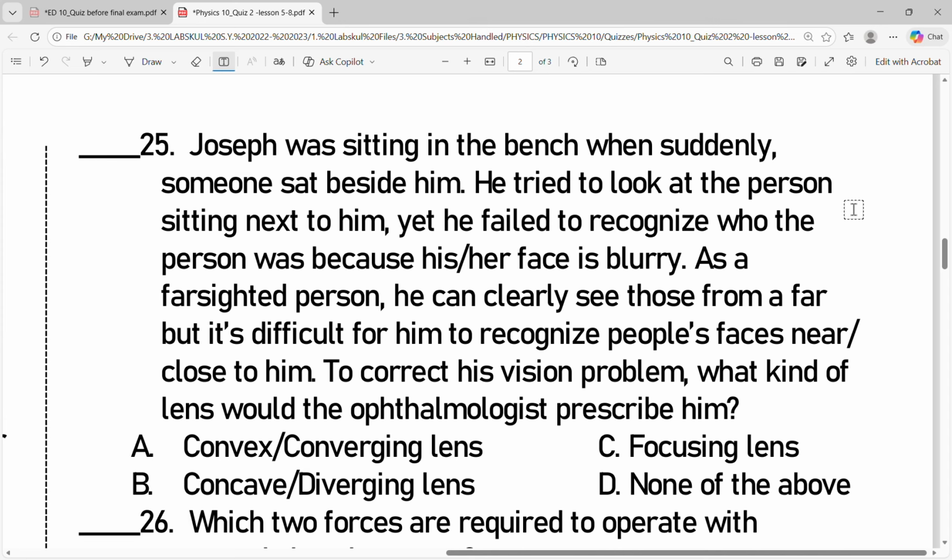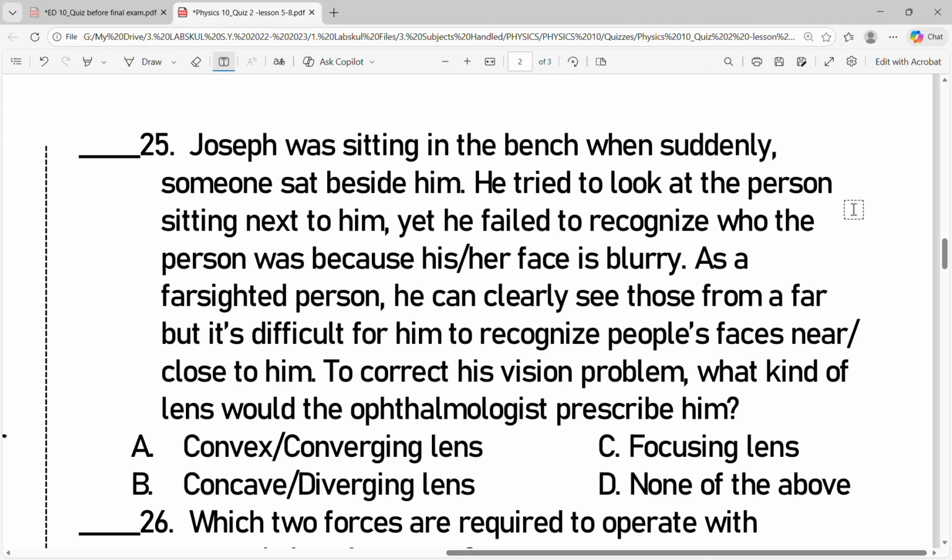Now, si Joseph naman niya is a far-sighted person. He could see objects or yeah, faces from afar, but ang mga lapit sa iya, hindi iya makita. Okay? So what type of lens should we use para makakita siya sang mas malapit?